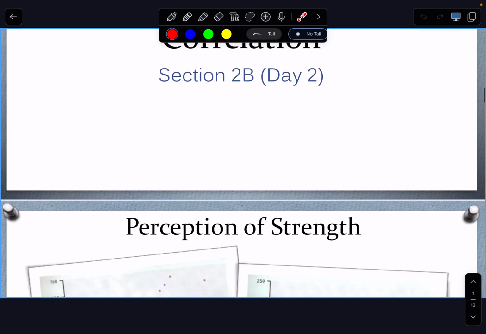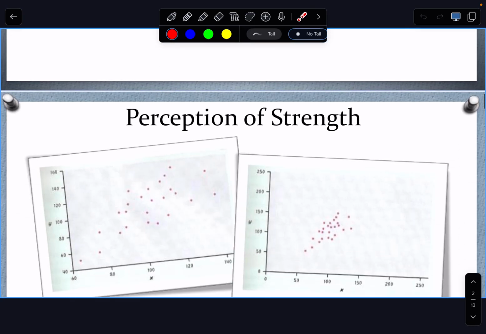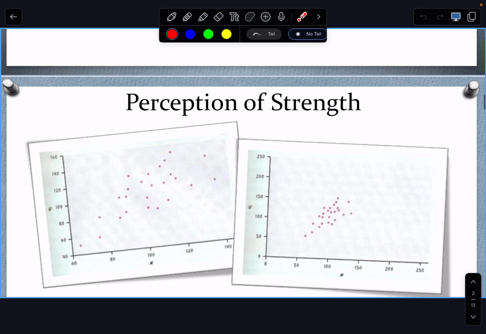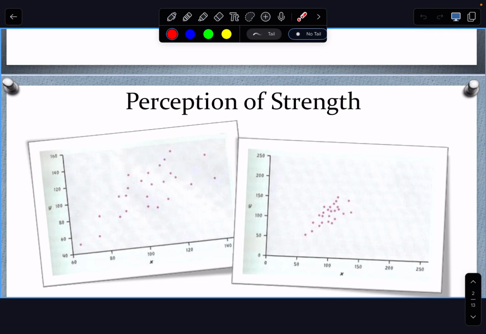So when we talk about correlation, we want to talk about this perception of strength. Okay? So yesterday we were kind of vague. We talked about when we talk about strength, we're looking at how closely the points follow the form. We said it's either strong because it follows really closely. We said we could use auxiliary terms like moderately strong, moderately weak, or if it's really scattered around the form, we say it has a weak association.